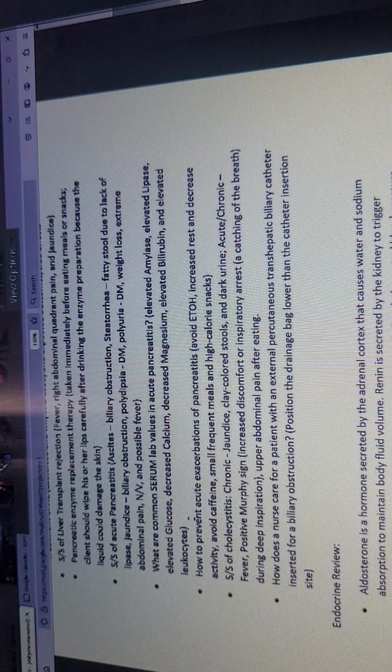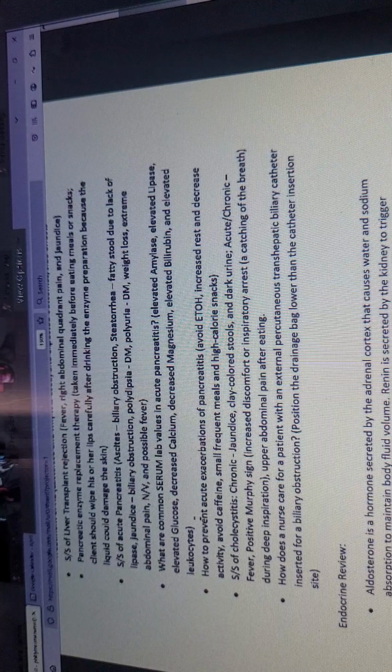You want to make sure that the position of the drainage bag is going to be lower than the catheter insertion site, right? So if they're walking, then it's obviously going to be down at hip level. If they're laying in the bed, then it's going to be below the surface of the bed, right? So you want to always make sure that it's draining. That's the bottom line. Okay.